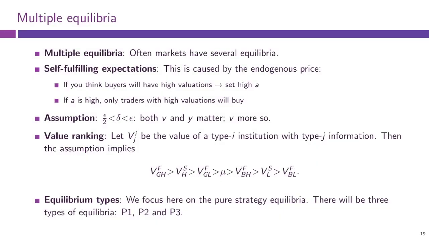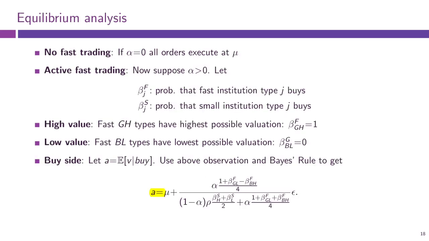We are back and we are looking at our fancy high frequency version of the Glosten-Milgrom model. And we're looking for the equilibrium of this model. So we have just decided that fast traders with the highest valuation will always buy the asset, and the fast traders with the lowest possible valuation will never buy the asset.